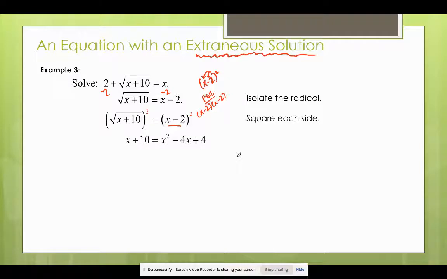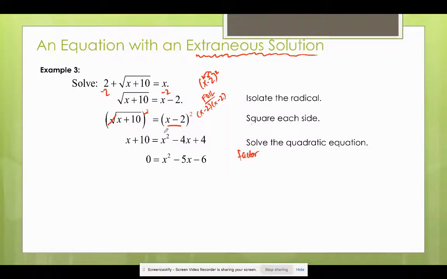All right. So we square both sides. The square root of something squared is just x plus 10. We FOIL out this binomial. So we get x squared minus 2x plus 4. All right, how do we solve a quadratic? We're going to set that equal to 0. So move everything to the right-hand side and set it equal to 0. From here, how do we solve it? We factor. So we're going to factor.